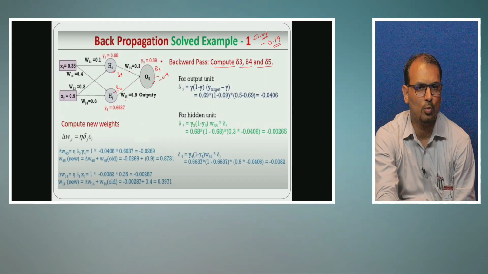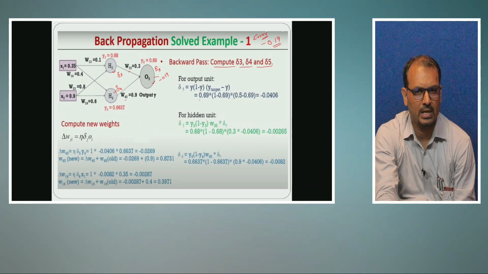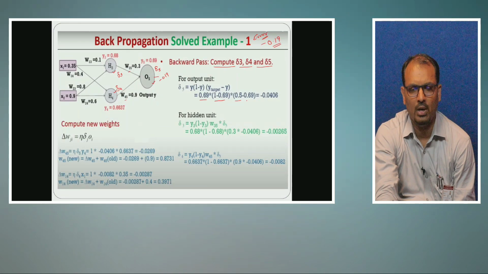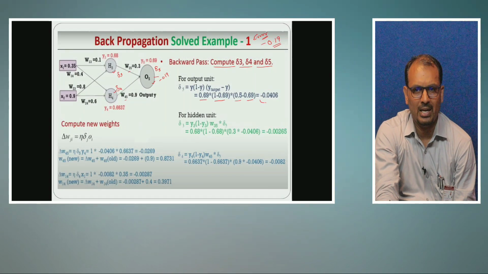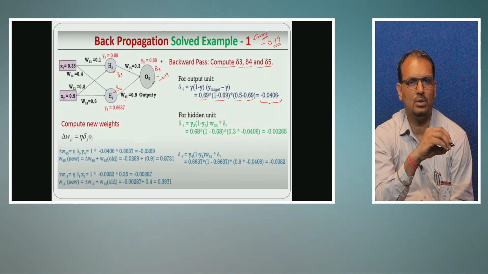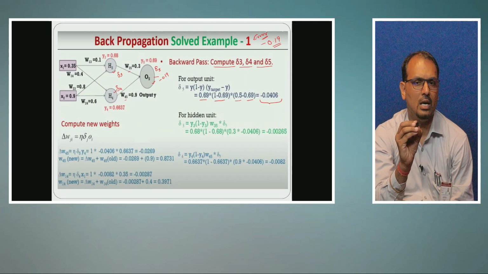Y is nothing but the output of that node. That's what I mentioned last time. And what was the output of this? We know that is 0.69. 1 minus 0.69. Y target, how much was the target? 0.5. And what will be the output? 0.69. When you put it in, minus 0.0406. That's what we got, delta 5.